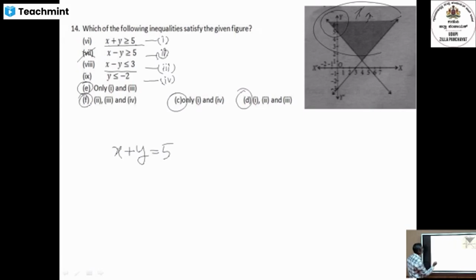Sorry for that mistake. So 1, 2, 3, 4, so 1 is x plus y greater than or equal to 5. When x is 0, what happened? x 0, y 5, y 0 then x is 5.